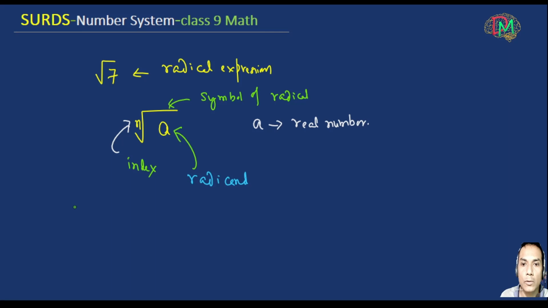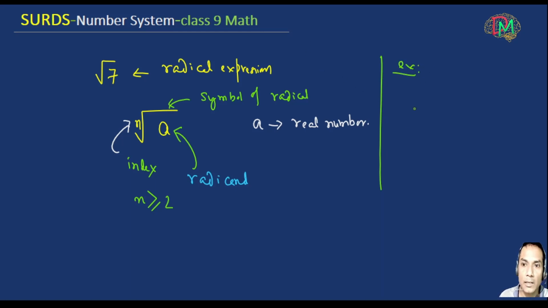So why it is so significant before start the surd? Because surd can be represented as a radical, but it is not always true. For example, here the n is actually more than or equal to 2.